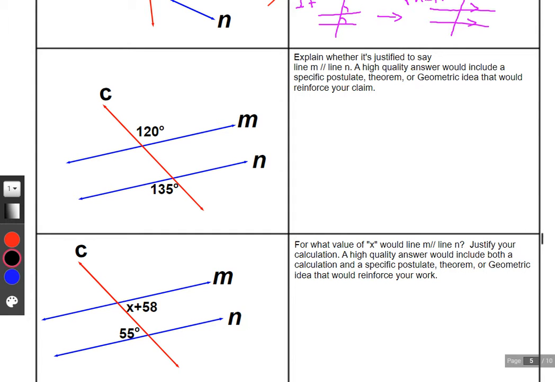Alrighty, so this is page 4. Apologies. This is going to be the middle third of pages 4, 5, and 6. We are now asked to explain whether the two lines are parallel. Again, please note that we don't have any markings that guarantee it, so we have to go through the angles.